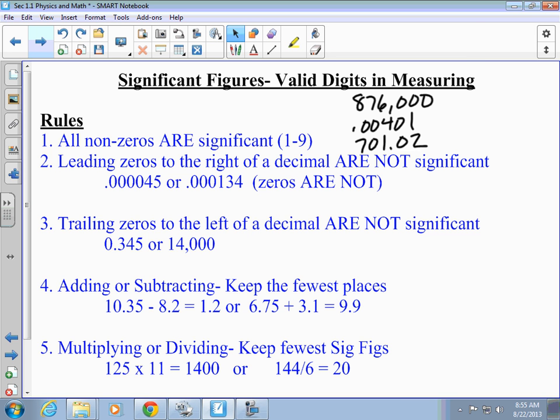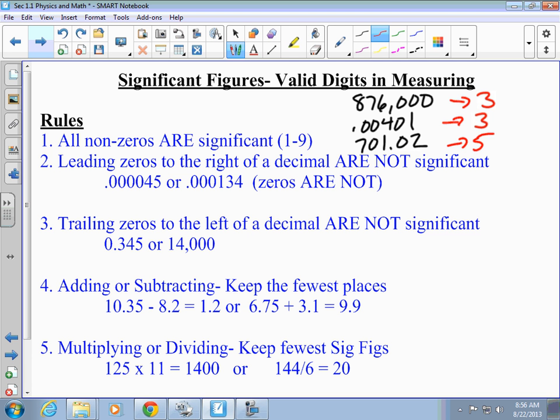876,000, how many sig figs does that have? 3. 0.00401, how many does that have? 3. 701.02, how many does that have? 5. Sig figs are a big deal. And why they're a big deal is you can only be as accurate as your least accurate measurement. So keep that in mind.